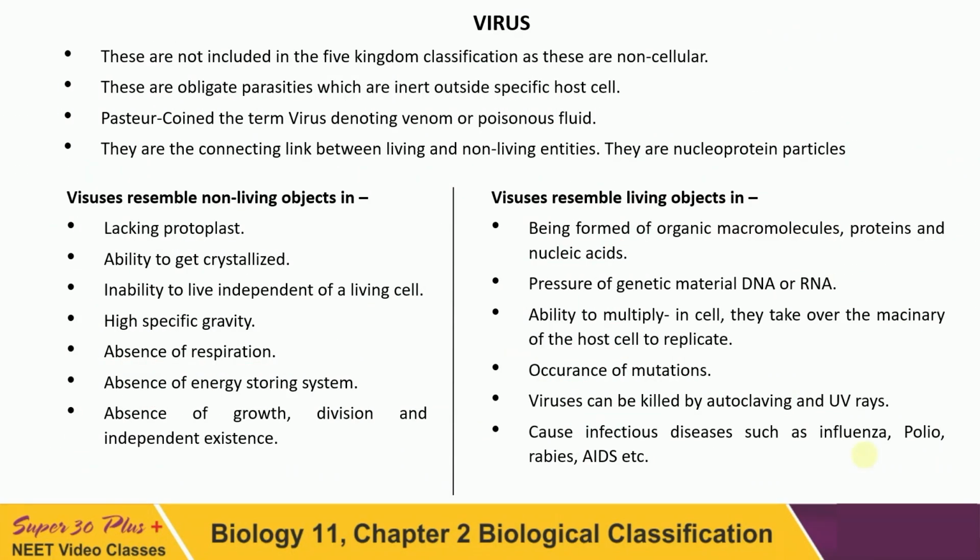Come to the next now, that is viruses. As I told you in the beginning also, the lichens and the virus have not been kept in the 5 kingdom classification, because virus is also non-cellular. Viruses are obligate parasites. They need a living cell, and outside a living cell, these are just inert, non-living particles. They cause specific diseases in animals, plants and other organisms. That's why these are obligate parasites.